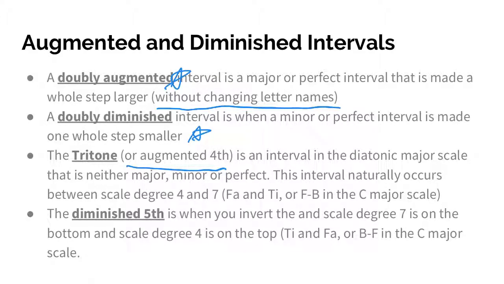It's an interval in the diatonic major scale that is neither major, minor, or perfect. This interval naturally occurs between scale degree 4 and 7, Fa and Ti, or if we think about the C major scale, between pitch letters F and B in the C major scale. And the diminished 5th is when you invert scale degree 4 and 7, okay? And where you put scale degree 7 on the bottom and then scale degree 4 on the top. For example, if you go from Ti to Fa, or B to F in the C major scale.